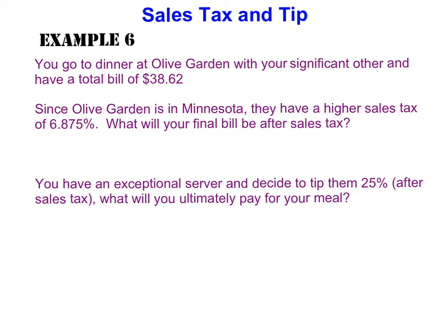And final example here, it says you go to dinner at Olive Garden with your significant other and have a total bill of $38.62. So that's what we paid, remember, straight off the menu prices all added together. So since Olive Garden is in Minnesota, they have a higher sales tax of 6.875%. What will your final bill be after sales tax?